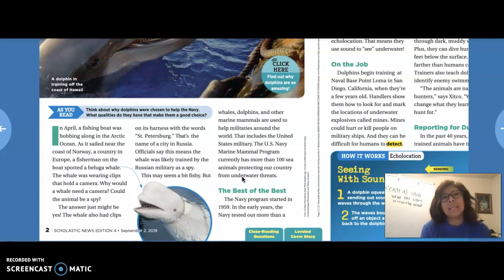Okay, so just in reading that introduction, it's already kind of revealing what the central idea is about. It's talking about different sea animals that are being used by the military for different purposes. I'm going to go ahead and highlight a little bit of information so far. I'm going to highlight this: whales, dolphins, and other marine animals are used to help militaries around the world.